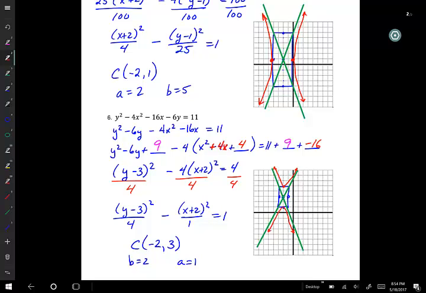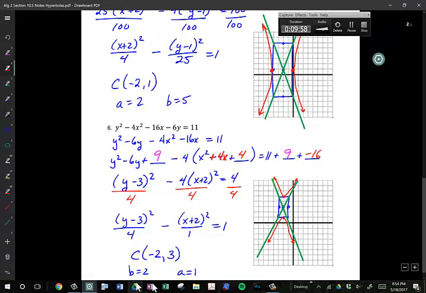I hope this has been helpful in learning how to complete the square for hyperbolas and also how to graph them once it's in standard form.